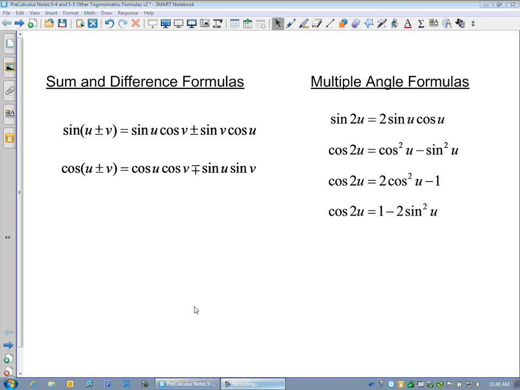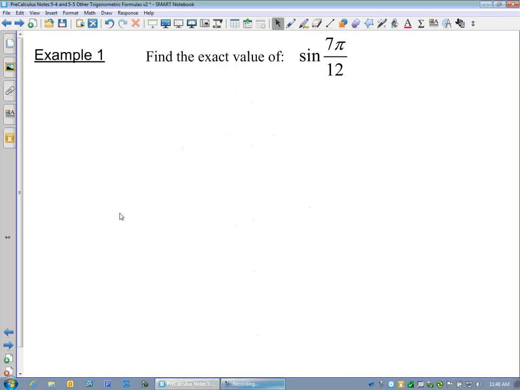So let's start with the sum and difference formulas. Let's look at finding an exact value, so we're going to leave it in radical form if it does have one. Find the exact value of the sine of 7 pi over 12. Now normally that's not a denominator that we would work with. We can do any of the values where it's over 2, over 3, over 4, or over 6. We can work with any of those angles.